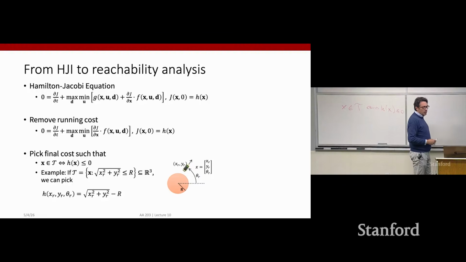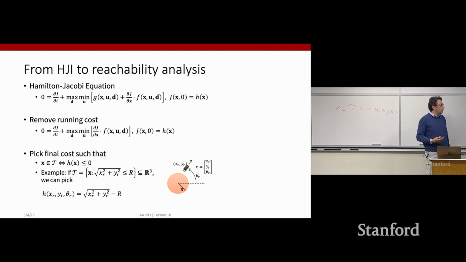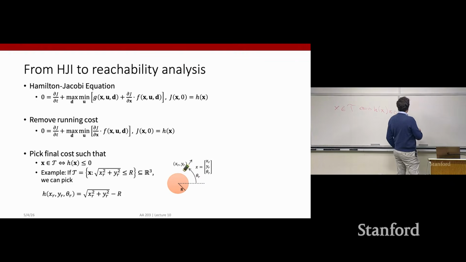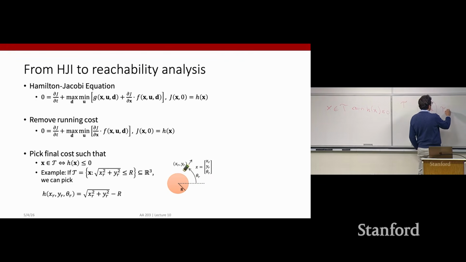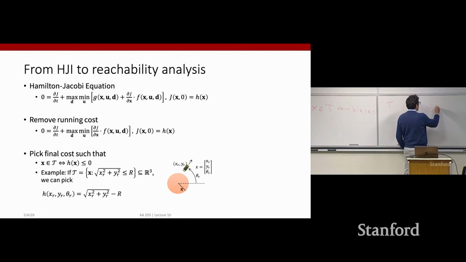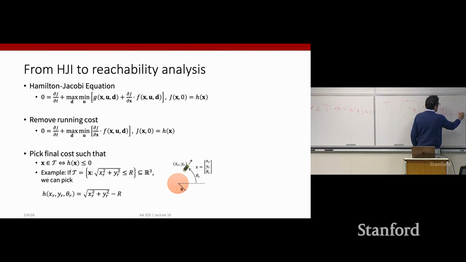Let me give you an example, and through the example you see that this is actually quite obvious. So let's assume that the set capital T is represented by a circle with radius r. So T is defined as the set of points x such that x squared plus y squared is less than or equal to r.